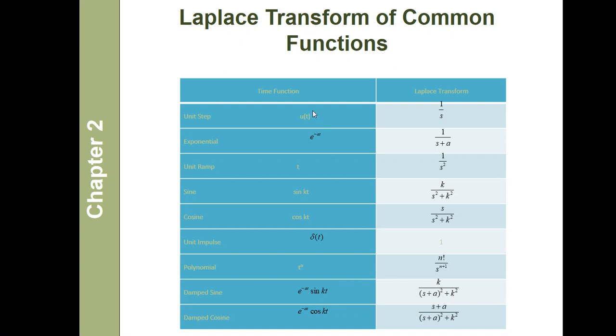We have the unit step function, which is 1 over s, the exponential function, which was discussed a while ago as 1 over s plus a, being the constant that appears in the argument of your exponential function, then the t, which is the ramp, which is 1 over s squared, the sine and the cosine having similar functions of s, differing only in the numerator. This unit impulse function has a Laplace transform of 1.